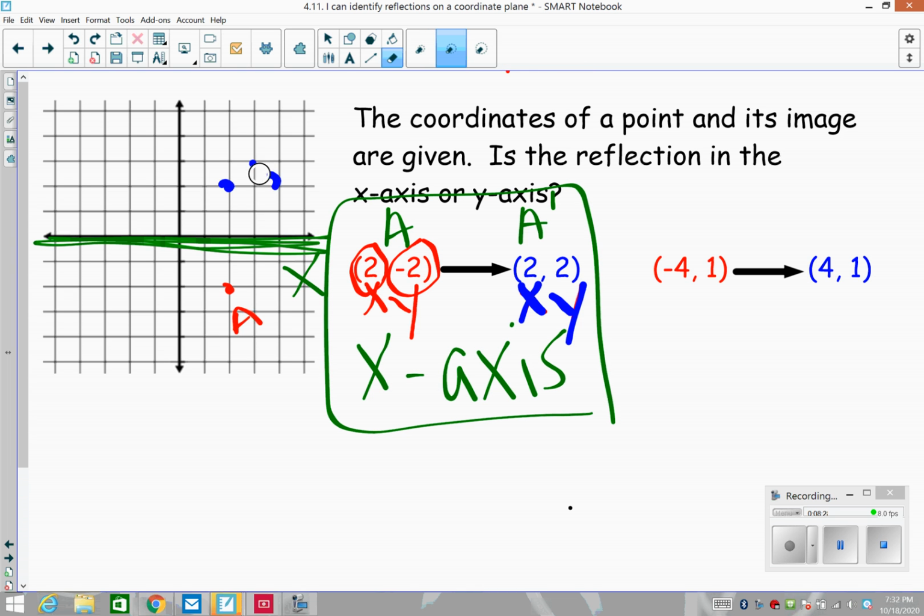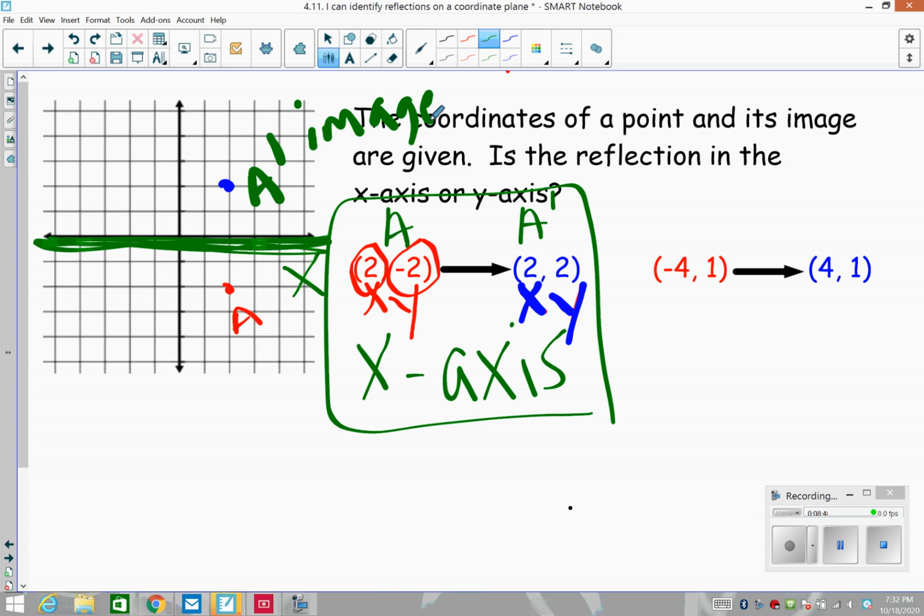And you know what, guys? I misspoke here. This should have been A prime, because that A point got reflected. It got moved, essentially. So it's the image. We call this the image. So when we write that little apostrophe here, that means it's the image. It means it's the new point. Okay. Next problem.